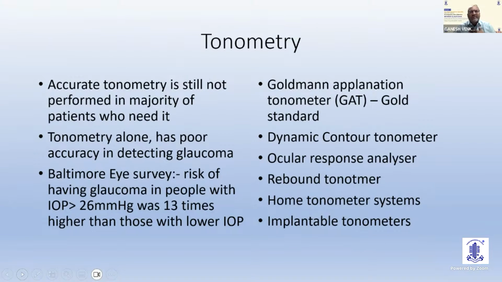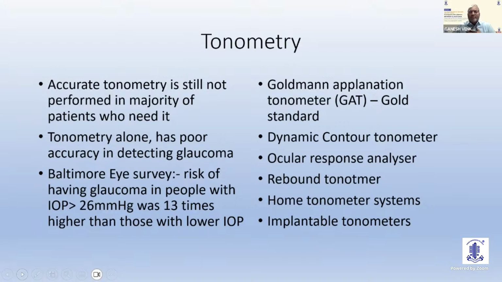Coming to tonometry, accurate tonometry is still not performed in the majority of patients who need it. But tonometry alone has poor accuracy in detecting glaucoma, which we already know. And the corollary of that is also true. In the Baltimore Eye Survey, the risk of having glaucoma in people with IOP more than 26 millimeters of mercury was 13 times higher than in those with lower IOP.